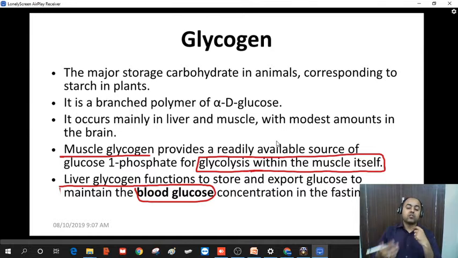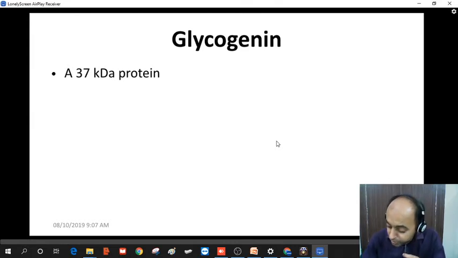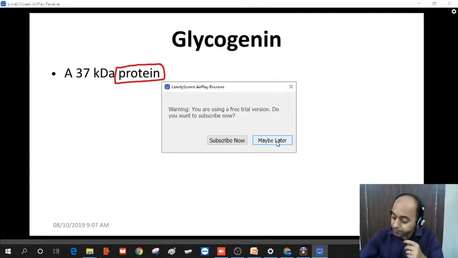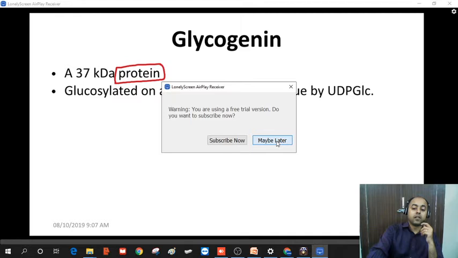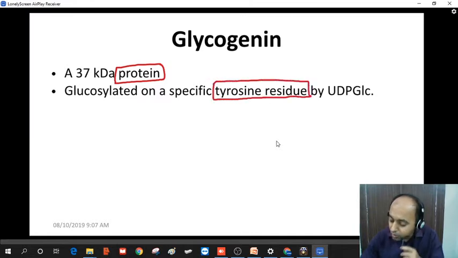Now, before we go into the details of glycogen, there is a very important precursor molecule called glycogenin. Now you should know this because sometimes a question can be asked on glycogenin also. Glycogenin is a protein. It is a 37 kilodalton protein. It is glucosylated on a tyrosine residue. This question is asked: on which amino acid the glycogenin is glucosylated, and the answer is the tyrosine residue by the UDP glucose.